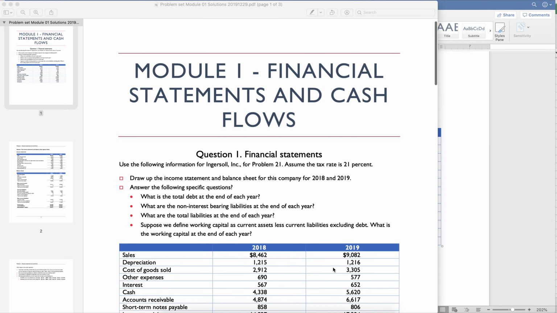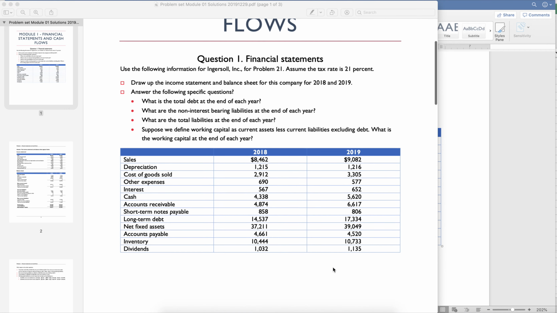Module 1, this is the only question. So he gives you a bunch of random numbers that go on income statements and balance sheets, and he asks you to put them in order and sort of read and understand the income statement and balance sheet.